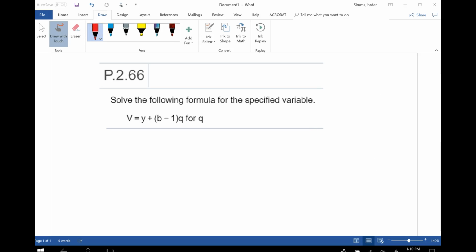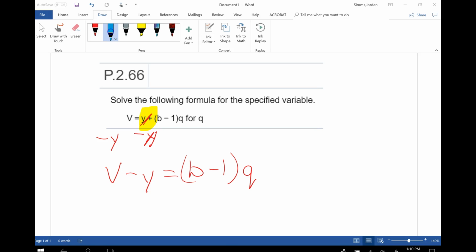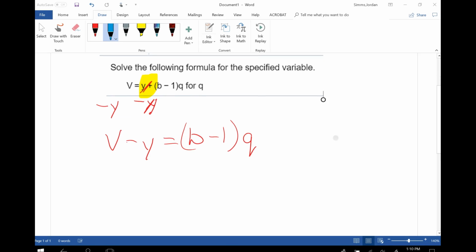Okay, so in this case, let's consider what we have first. We have this y plus, so we might as well go ahead and get rid of that. So what I would do here, my first step, is subtract y from both sides of the equal sign. Over here, y minus y is now gone, and I have b minus y on the left side, and that's going to equal b minus 1 times q. So that's our first step right there. Again, just referencing those rules I showed you earlier, getting rid of the plus and the minus stuff first.